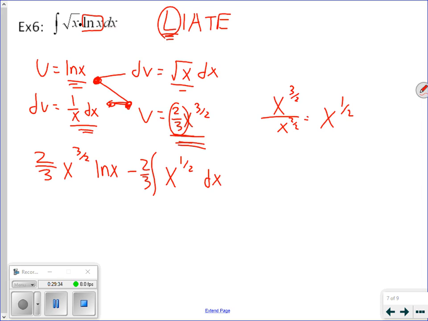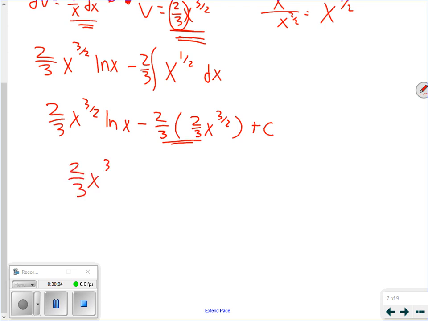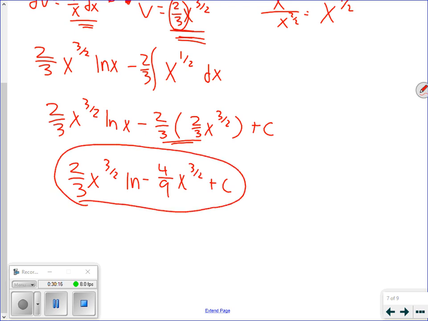Okay. All right. Then I'm left with just 2/3 x to the 3/2 ln of x minus 2/3 multiplied by the integration of x to the 1/2 power, which is 2/3 x to the 3/2 power plus c. And I'm cool with you leaving it that way. I guess you can multiply that together if you want, which I'll go ahead and do. That'll be what, 4/9? But I think that's as far as we can take it. So the integration of the above is equal to that.